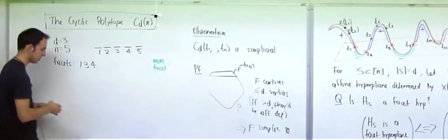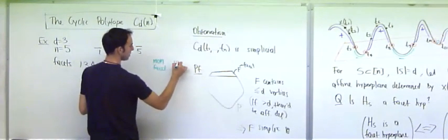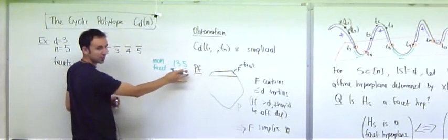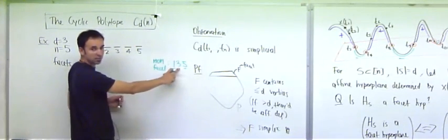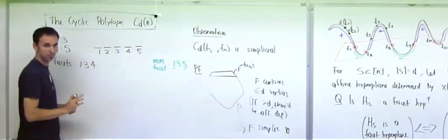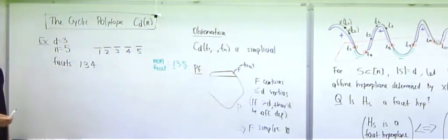1, 3, 5. So why is that a non-facet? Because this is the initial block, this is the final block, we don't care about those. But then this intermediate block has odd size, so that doesn't count. This is a non-facet.